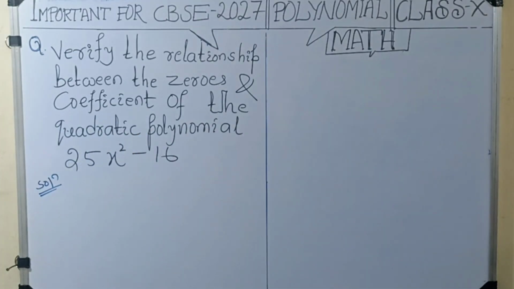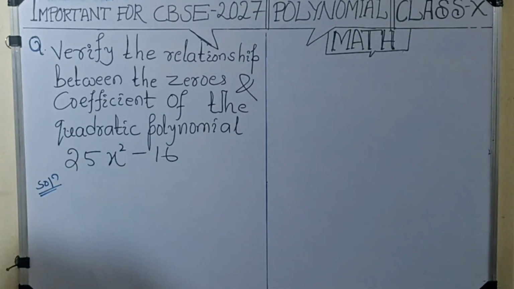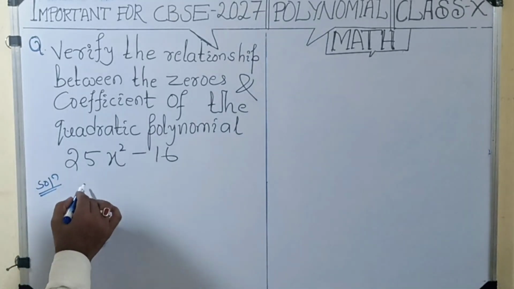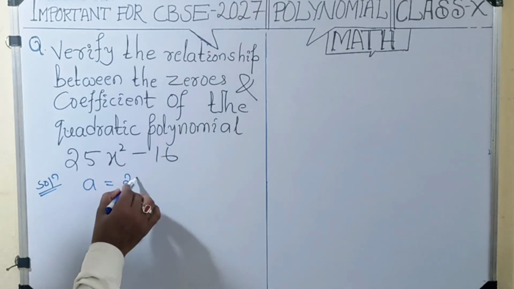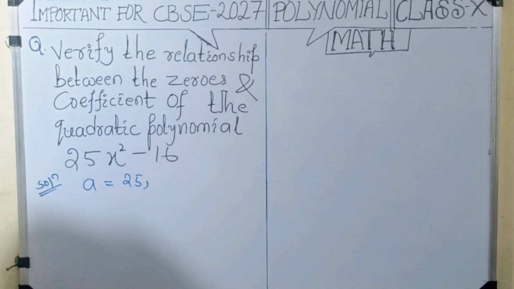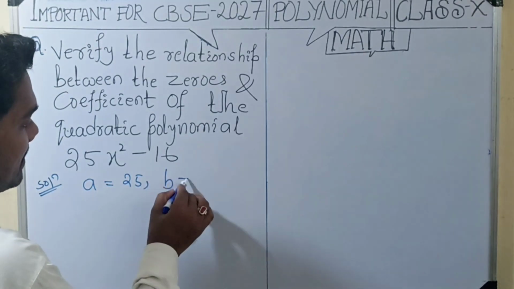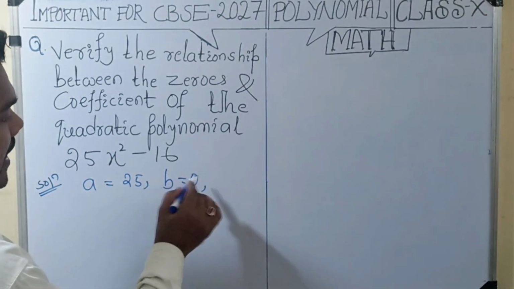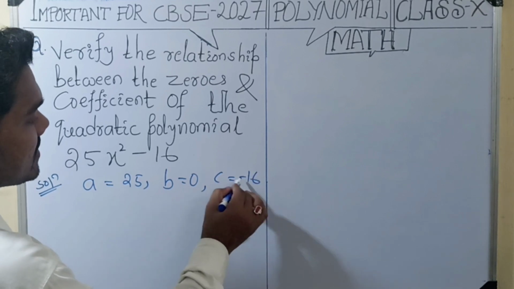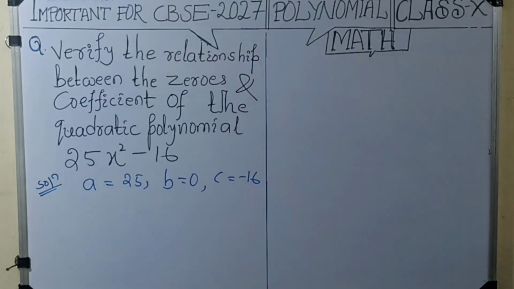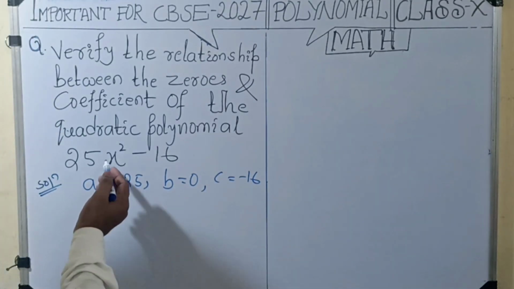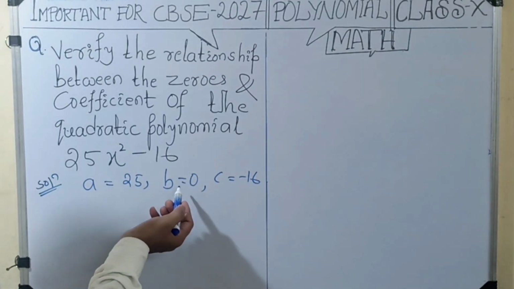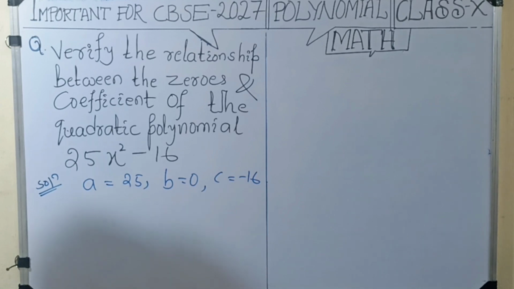So in order to verify the relationship between the zeros and coefficients, we have to first find out the coefficients. The coefficient of x square, that is a, is equal to 25. Coefficient of x, that is b, is not here, so it is 0, and c is equal to minus 16. Any quadratic polynomial is generally in the form of ax square plus bx plus c. So here there is no x term, so b, the coefficient of x, is 0.